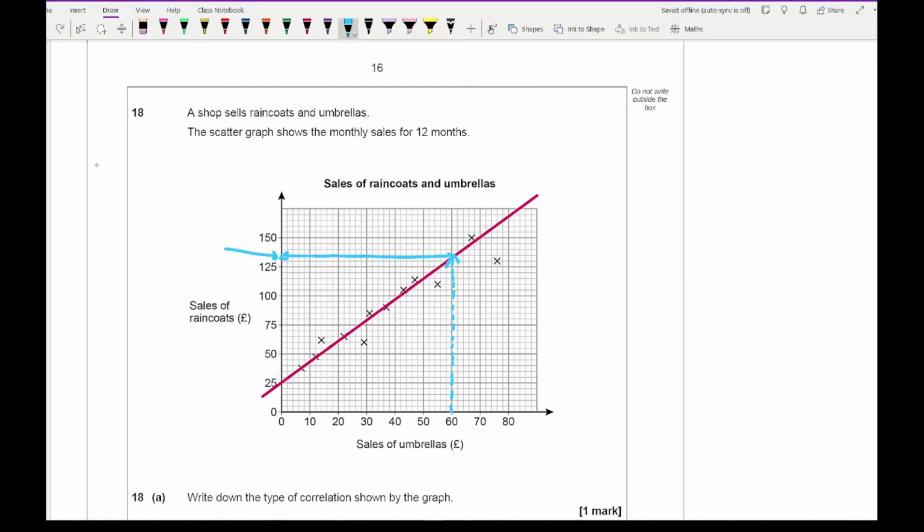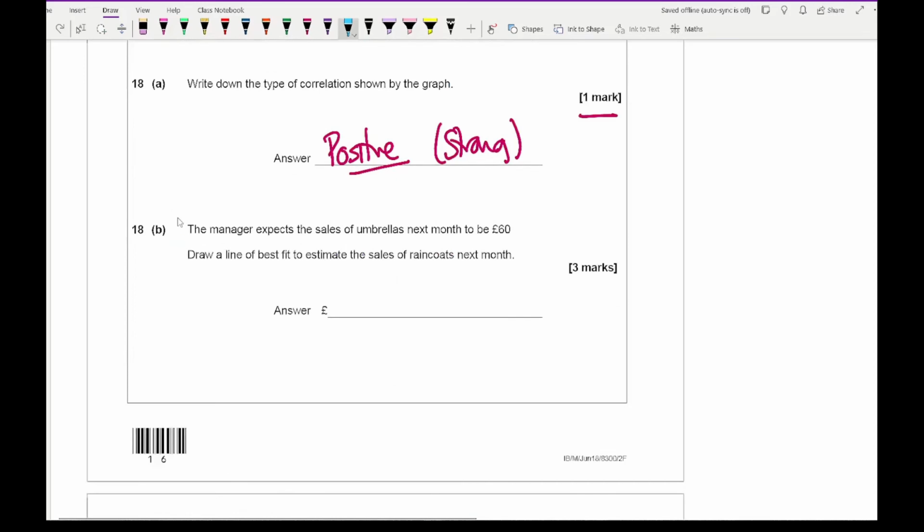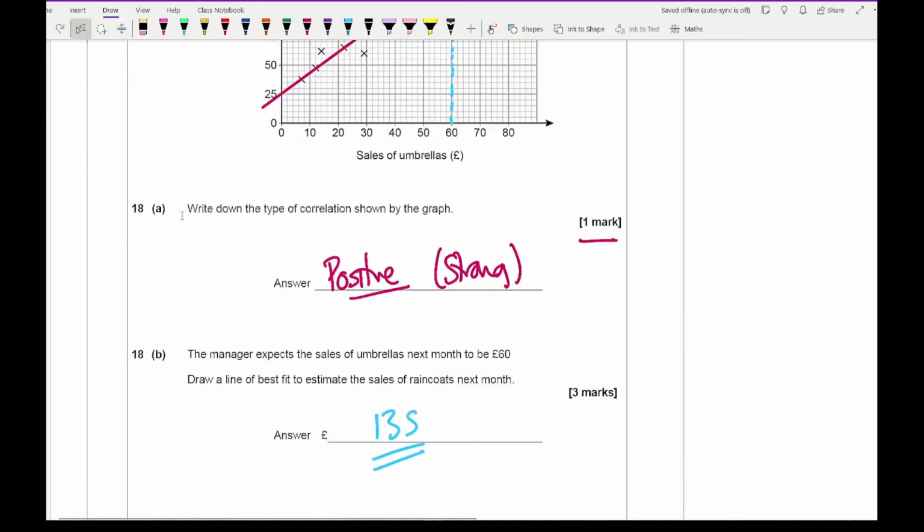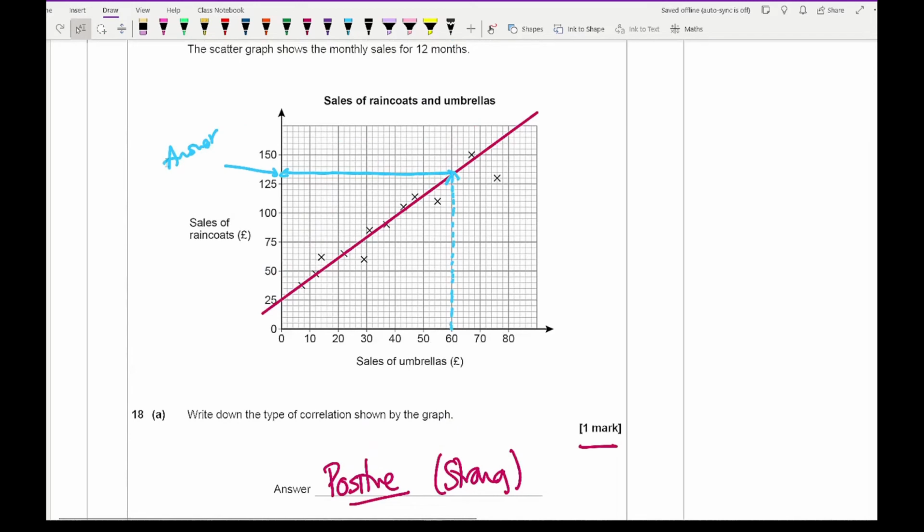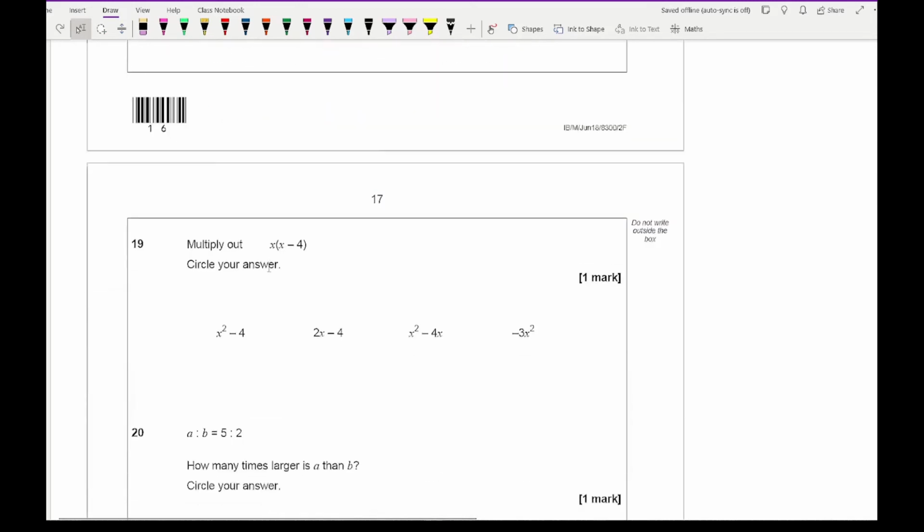So this value here is going to be the answer. Depending on where it lies on my line, it's going to be 135. But again, yours might be slightly different. As long as you've used the correct method and you've drawn the line of best fit and a projection line, then that should be fine.